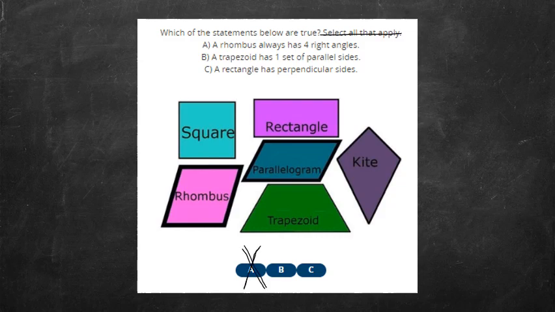Let's look at B. A trapezoid has one set of parallel sides. Well, let's look at the trapezoid. If I look at this trapezoid, it has one set of parallel lines here and here. And then it has another set of lines that goes this way, but they're not parallel. So that means that our trapezoid is a correct answer because the trapezoid has one set of parallel lines.